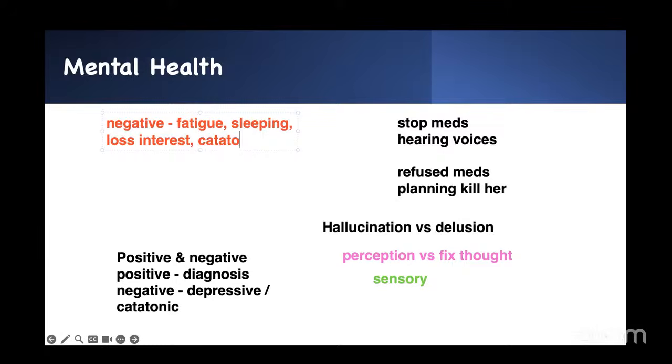Catatonic features, right? They don't move. They stay in one place. They're very slow. Any signs and symptoms they give you that is not a positive symptom is a negative symptom. And what are the positive symptoms? These are very, very important, and that's how you can distinguish between them. So I want you to write them down, right? Hallucination, right? They will have disorganized thought perception. Very, very important. They may have some delusion associated with it.